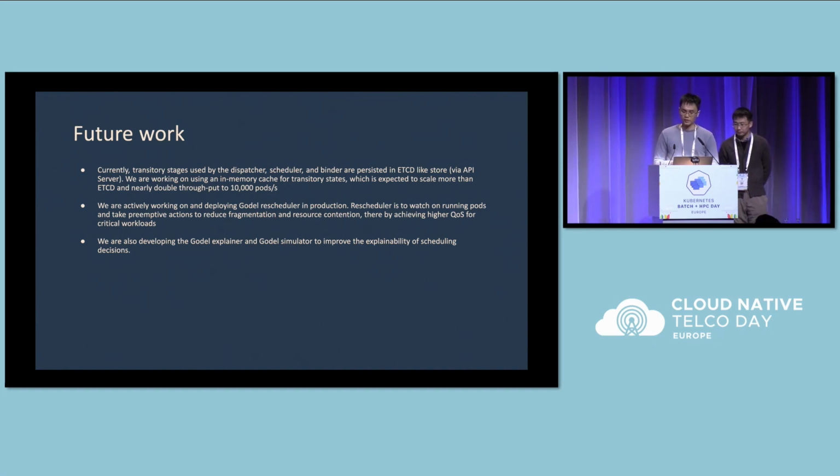We're also working on a Godot rescheduler, and its job is to take preemptive measures by watching running pods and carrying out actions to reduce resource fragmentation and contention, achieving higher quality of service for critical workloads. We're also developing an explainer and simulator to improve the explainability and visibility of our scheduling decisions.